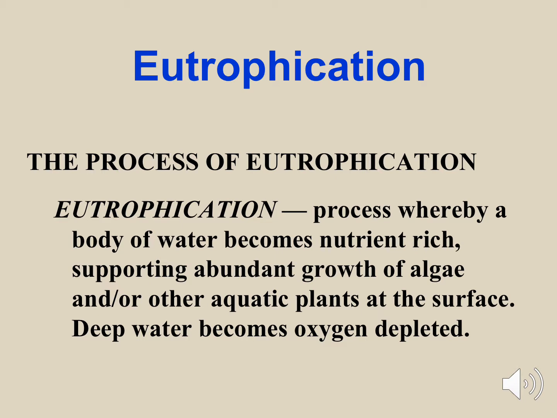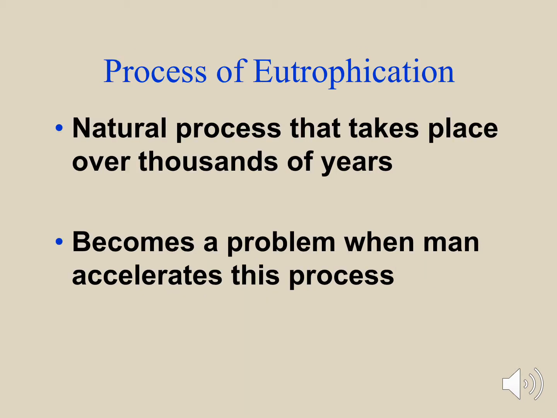As nutrients are added, the nutrients support an abundant growth of algae on the surface of the water body, or a large growth of other aquatic plants on the surface of the water body. In time, the oxygen becomes depleted on the bottom of the water system, and in extreme cases can result in fish kills.